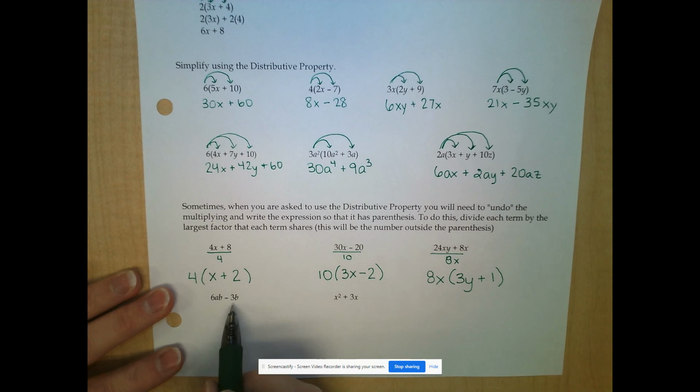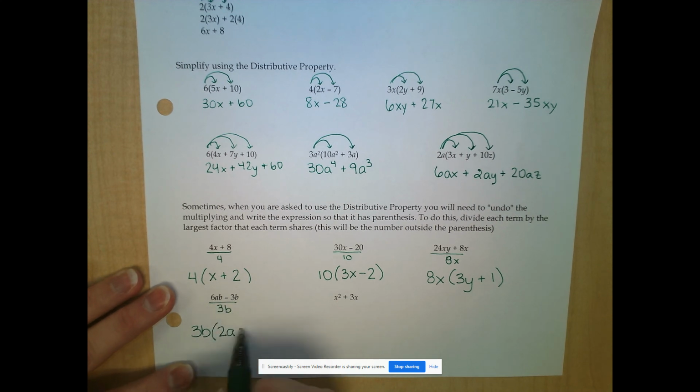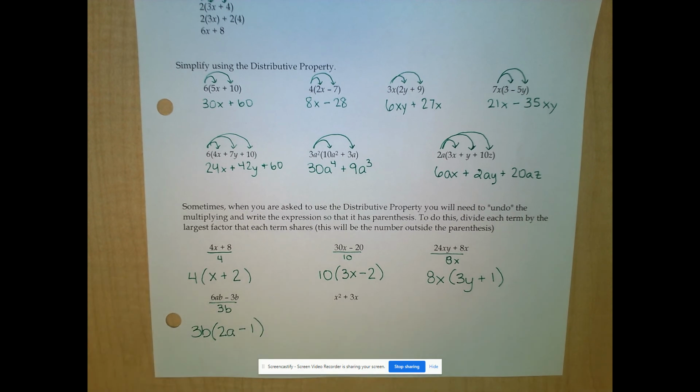All right, what do they have in common? 6 and 3 can both be divided by 3, and both terms have a b. 6 divided by 3, so I put the 3b out here. 6 divided by 3 is 2. The b's will cancel each other, or b divided by b is 1, so I just have an a left, minus 3b divided by 3b is 1. It goes in exactly once.